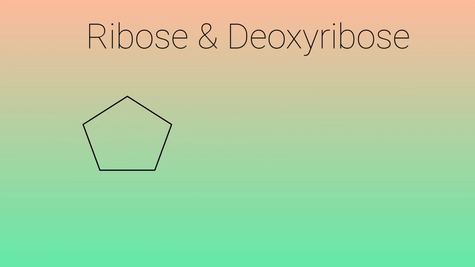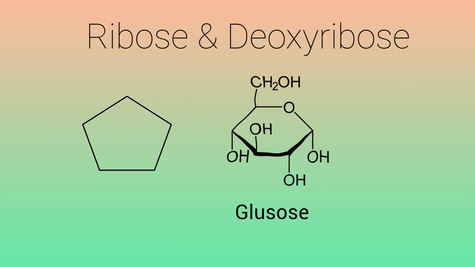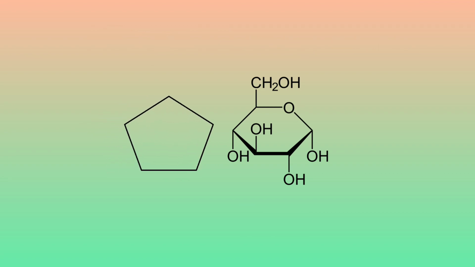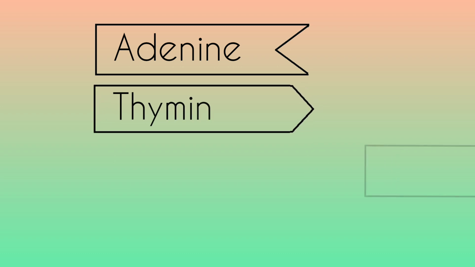Here, ribose is a sugar like glucose but with only 5 carbon atoms in its molecule. Deoxyribose is almost the same but lacks one oxygen atom. Both molecules may be represented by the symbol as we can see. The most common organic bases are adenine, thymine, cytosine and guanine.